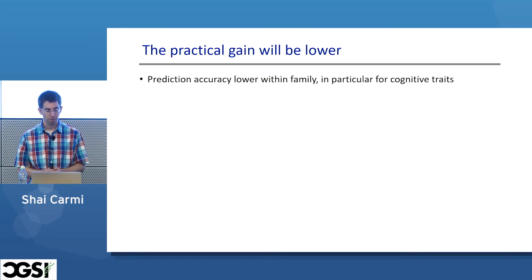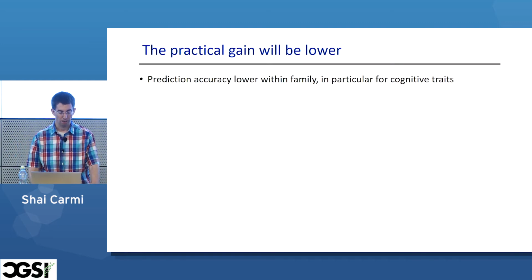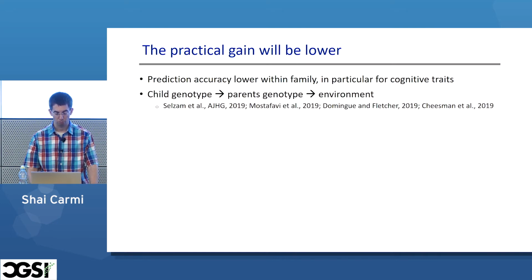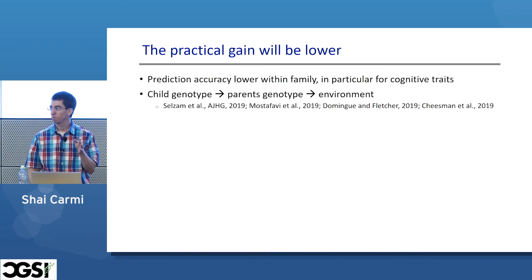So I want to go through some of these considerations. First of all, the prediction accuracy. We know it is supposed to be lower within families, in particular for cognitive traits. And this was shown remarkably by something like 4 papers, all of them came out in the past 3 months or so.